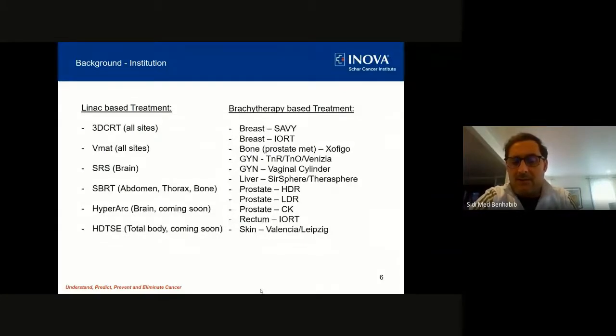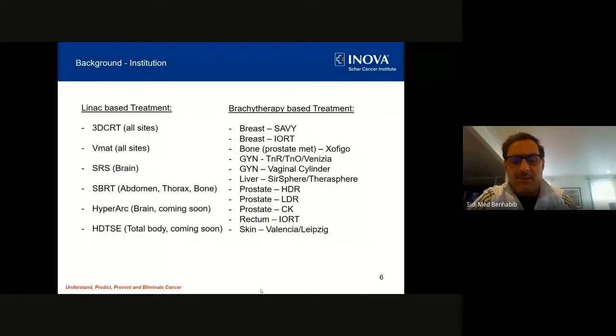We do VMAT. I would say 80% of our patients are VMAT. We do have an SRS program. We do SRSs with the CyberKnife machine. We have the M6 with the MLCs. And we are introducing HyperArc with the Varian Linac, hopefully soon with a TrueBeam.